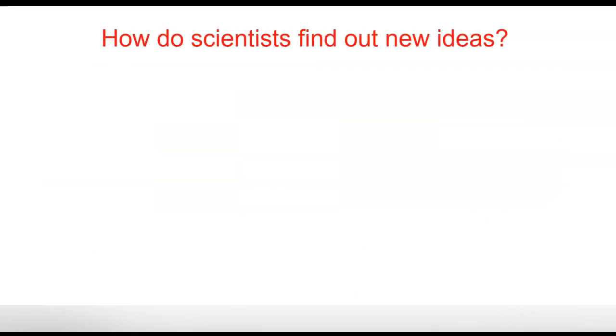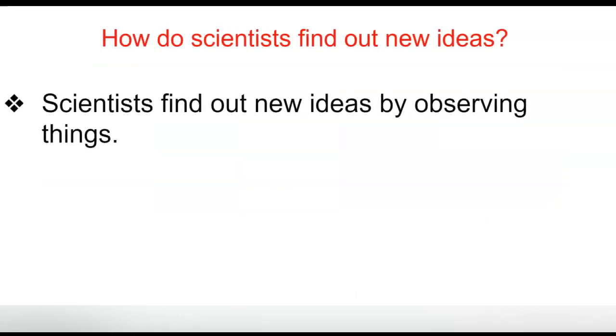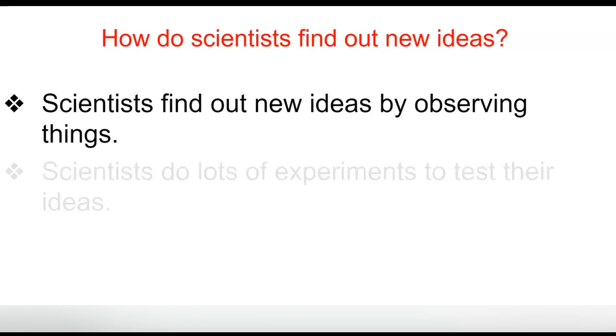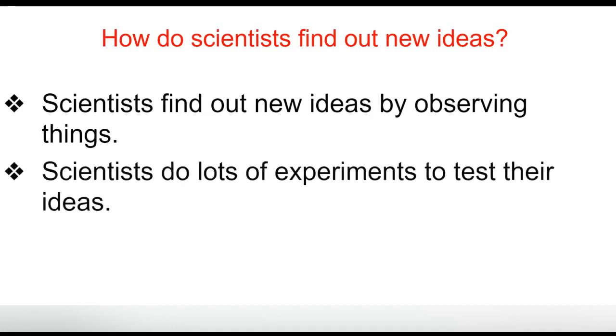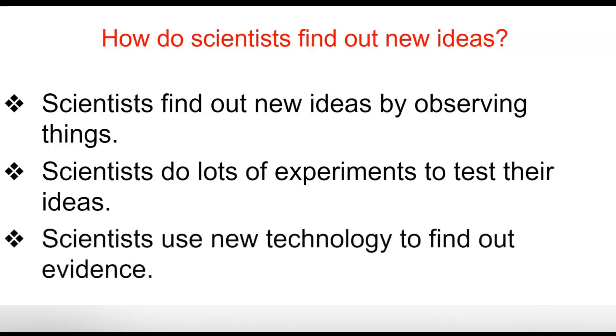So how do scientists find out new ideas? Well, they find out new ideas by observing things, looking at what's going on. They do lots of experiments to test their ideas. Sometimes it doesn't work. It doesn't matter, they do it again. And they use new technology to find out evidence.